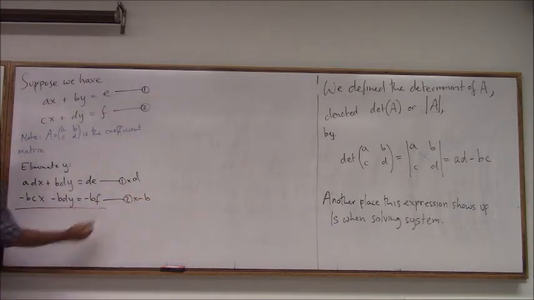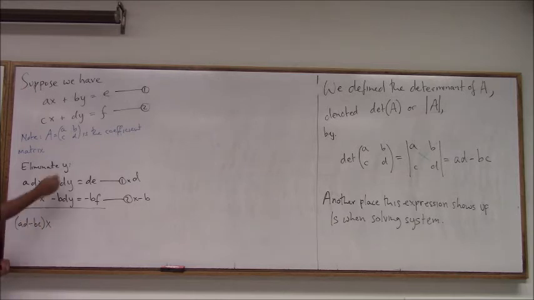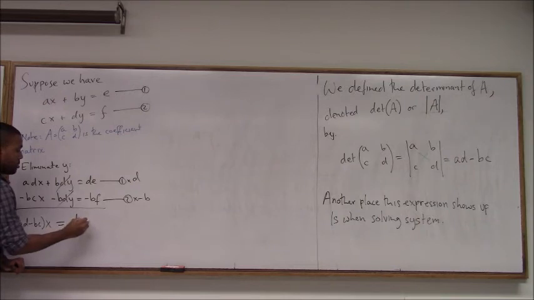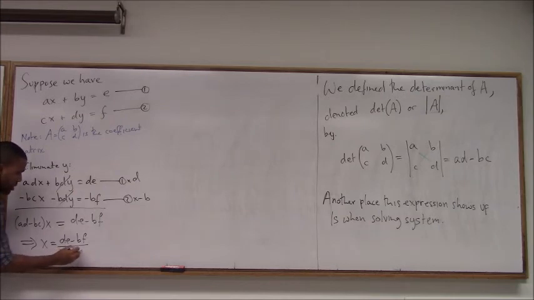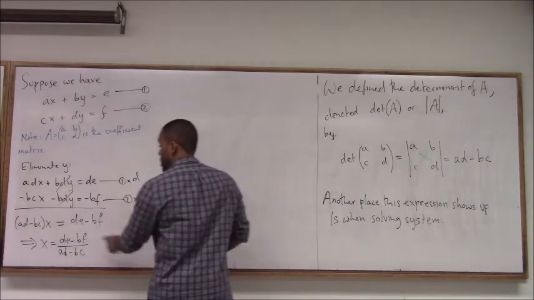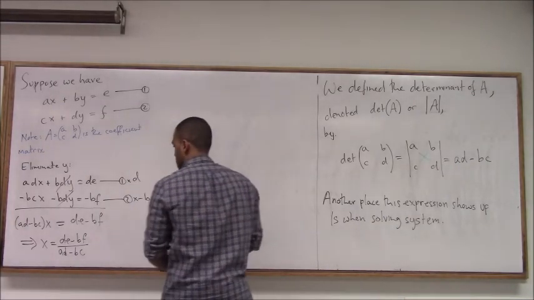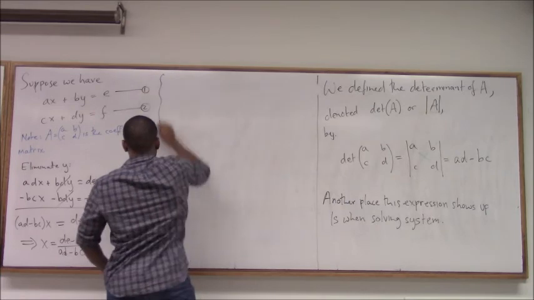Now let's add these two equations. Here I get (AD minus BC) times x. The y terms cancel. Here I have DE minus BF. And so I can solve for x: x equals (DE minus BF) divided by (AD minus BC). Now there's that expression again, AD minus BC, showing up. And you'll notice that the top expression is a similar expression. I'll flesh that out in a little bit.